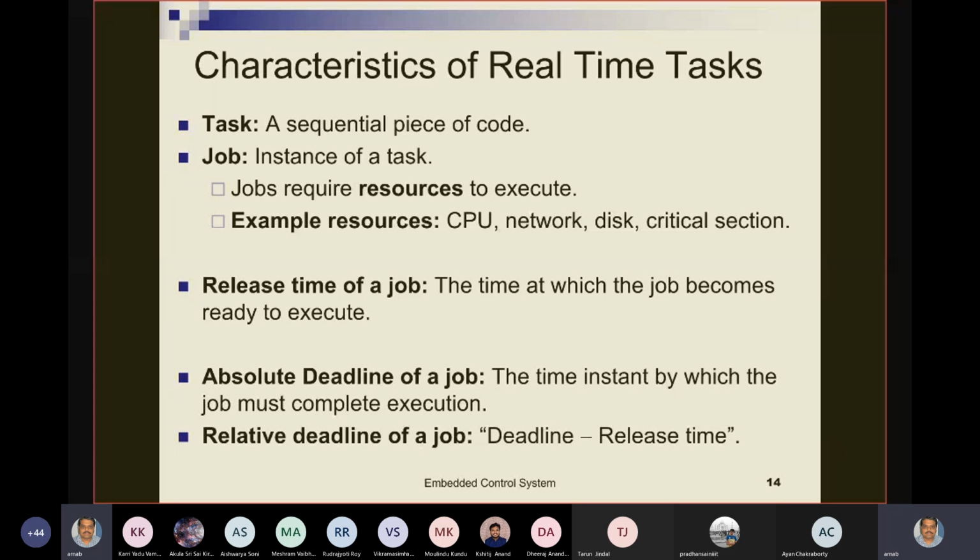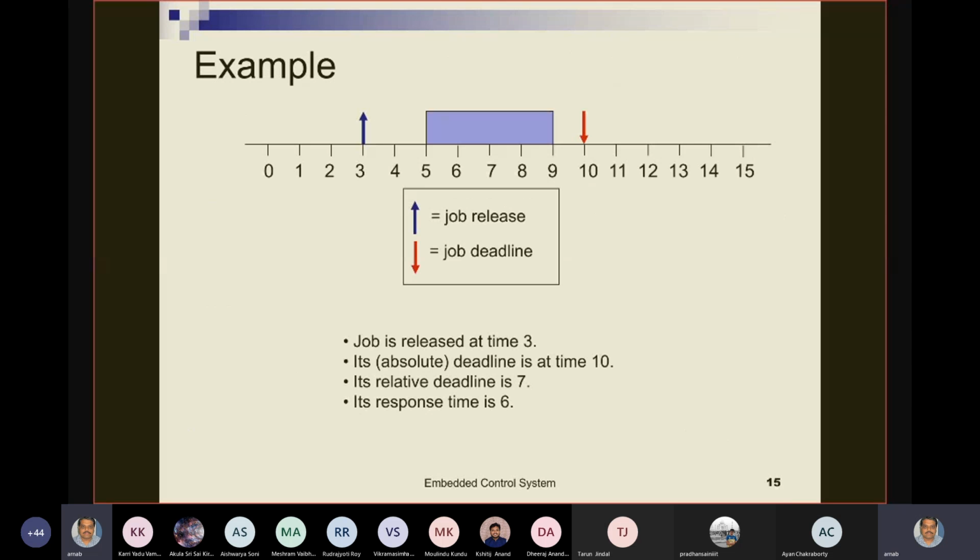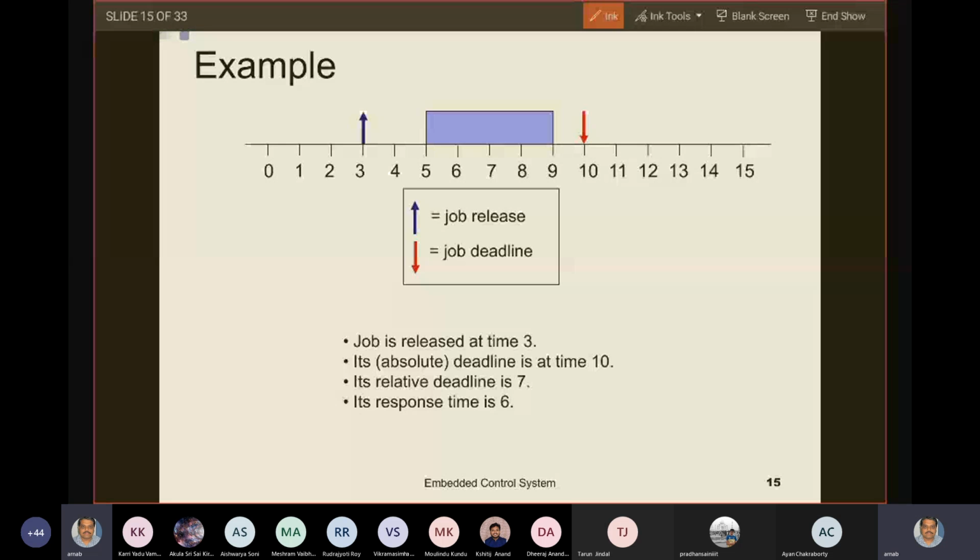Now, you have a release time of a job. At the end of the period, the job is released. Each job has an absolute deadline, and each job has a relative deadline. And we took this example before. I'll just reiterate this. Here we have a task. This task has an execution time of how much? 1, 2, 3, 4. So WCT is 4.